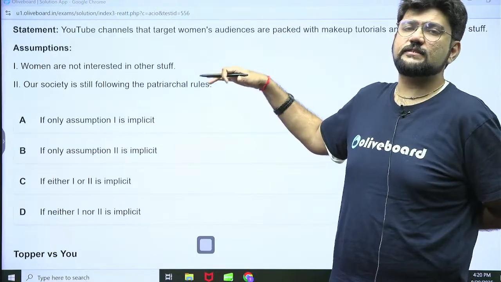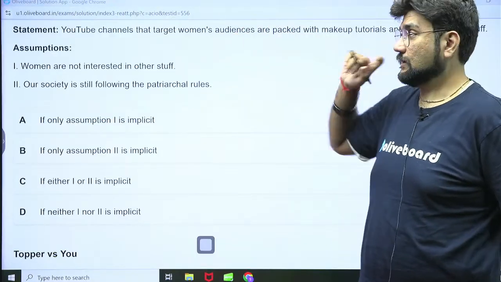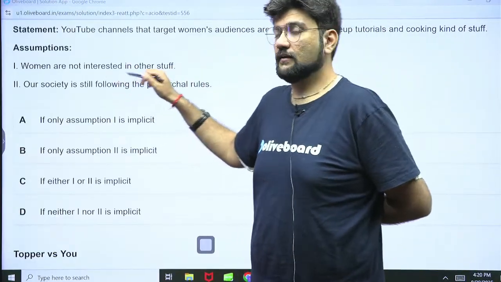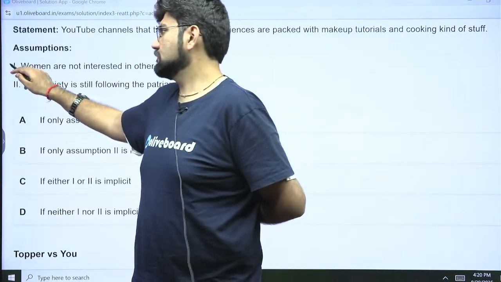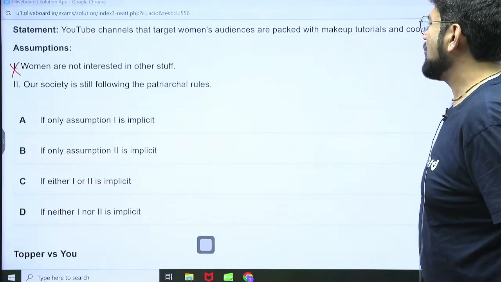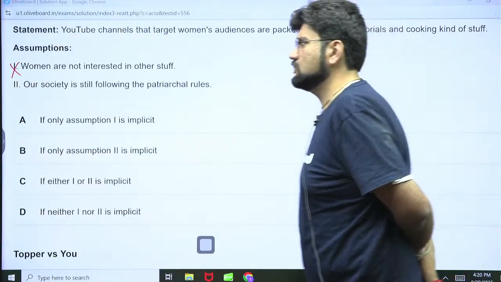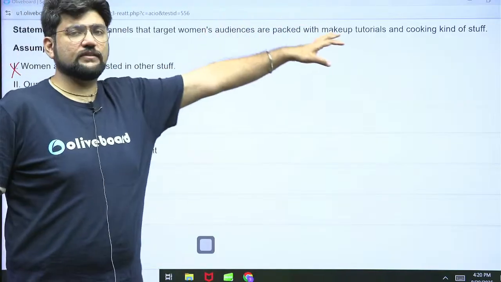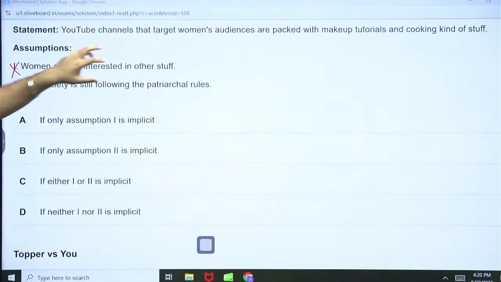Premise means something which supports your statement. It cannot be against your statement. Women are not interested in other stuff. A lot of people think this is right, but the author is not assuming this. The author is saying YouTube channels that target women's audiences are packed with makeup tutorials and cooking kind of stuff. He is not saying they are not interested in other stuff. Maybe they are, but these videos are packed up with these things only. So this is not the obvious thing he is addressing.